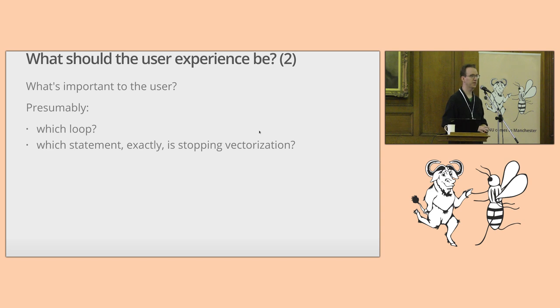Presumably, I think it's for the vectorizer. What loop are you talking about? And what is the statement? What is the construct within my source code that is stopping you from vectorizing it? That's sort of what I imagine the user is asking.